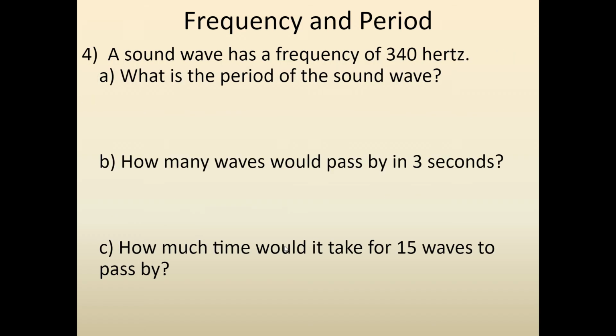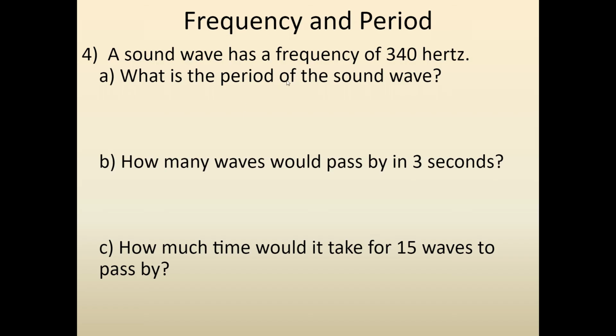All right. So with number 4, they give us the frequency this time. So this time we're actually using the third equation, and they want the period. So period is 1 over the frequency, which is 1 over 340, or in decimal, that would be 0.003-ish, rounded.